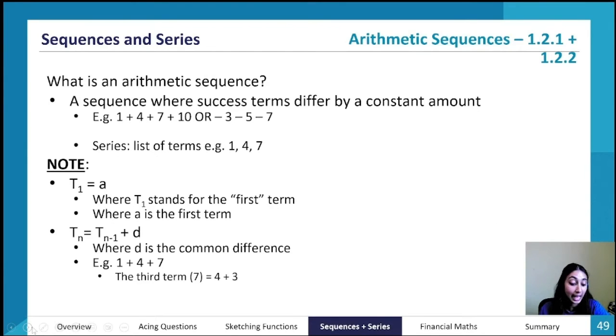Okay, arithmetic sequences and series. This is the first part. So, what is an arithmetic sequence? Basically, an arithmetic sequence is when we're adding terms together and they differ by a constant amount. So 1 plus 4 plus 7 plus 10, where you're adding 3 and adding 3 and adding 3. So your constant difference is 3. Another one is minus 3, minus 5, minus 7. So that would be minus 2, minus 2 again. So my constant difference is minus 2.